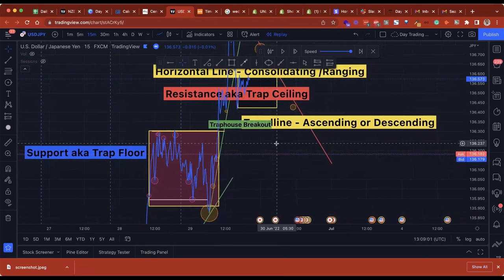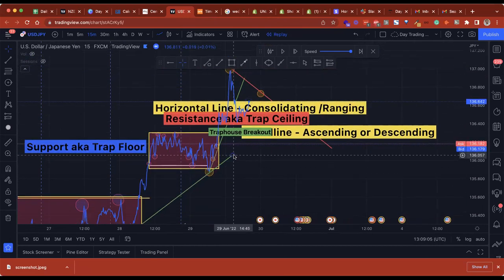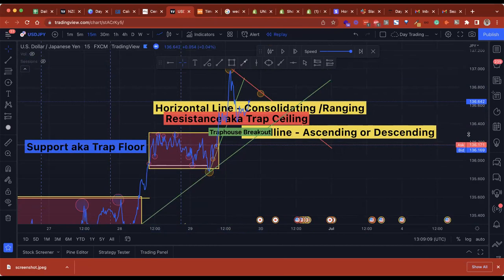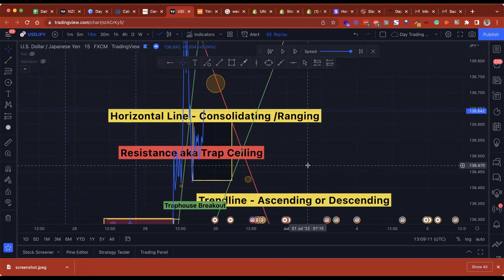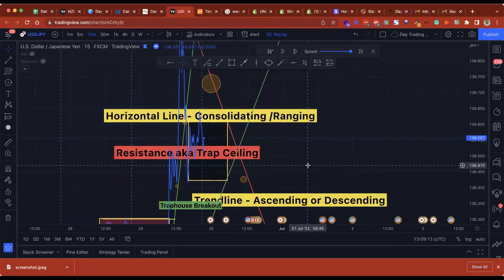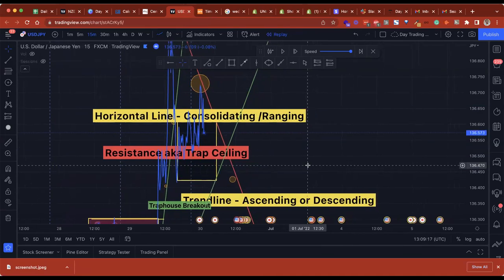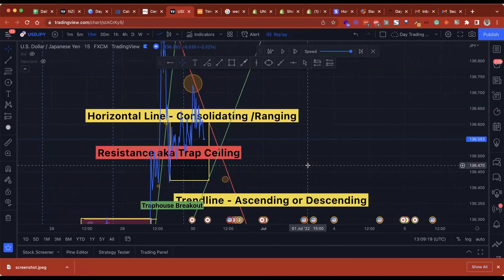Let's see if it touches that line again. Let's see what happens next time it interacts with that line. I'm just going to extend it and let's just see what happens. And I know we got a lot of text on here. Okay, waiting for that green line to get touched.